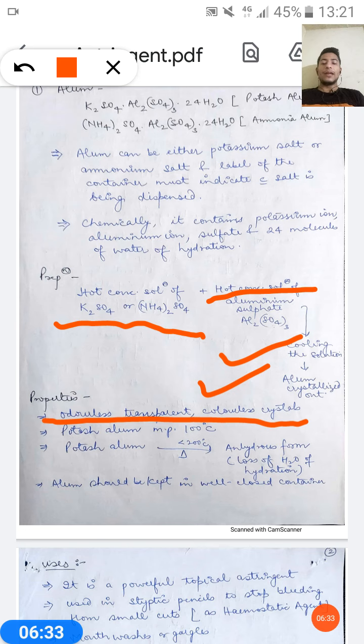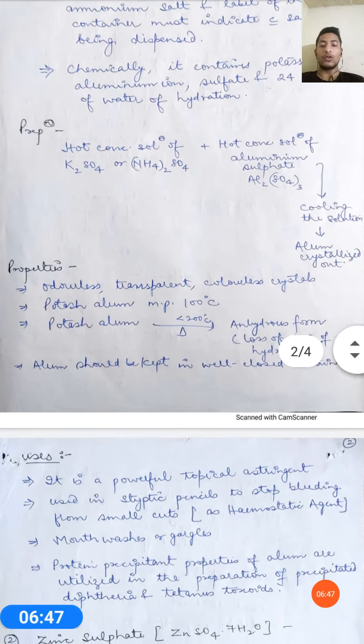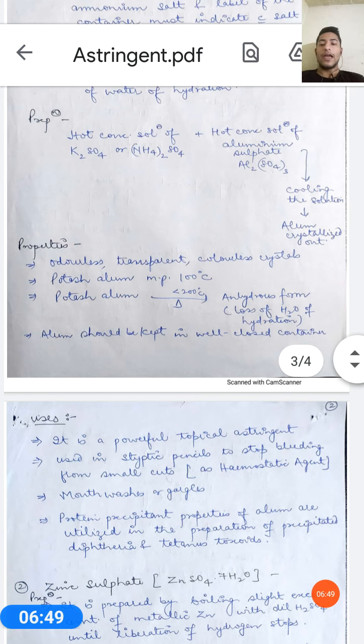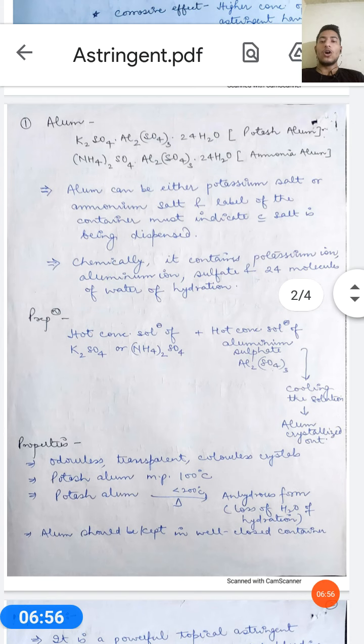Potash alum has a melting point of 100 degrees Celsius. If the potash alum is heated, then we get the anhydrous form. Anhydrous form means the water is lost due to heat. Here it is written as the loss of water of hydration. Alum should be kept in a well closed container. It is an important point. It should be stored in an airtight container or well closed container.